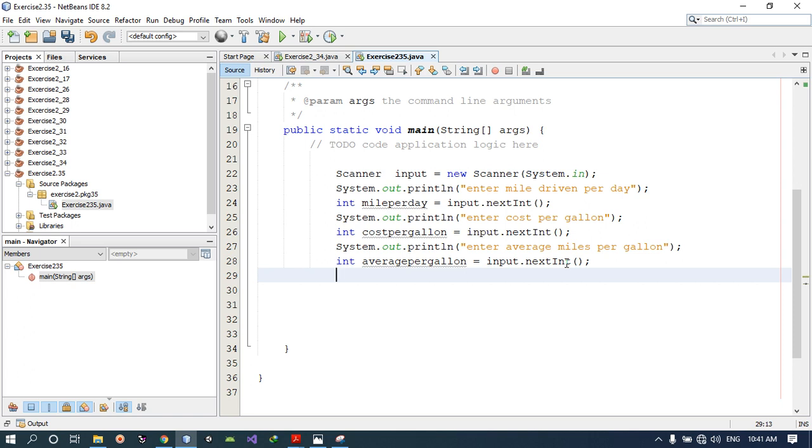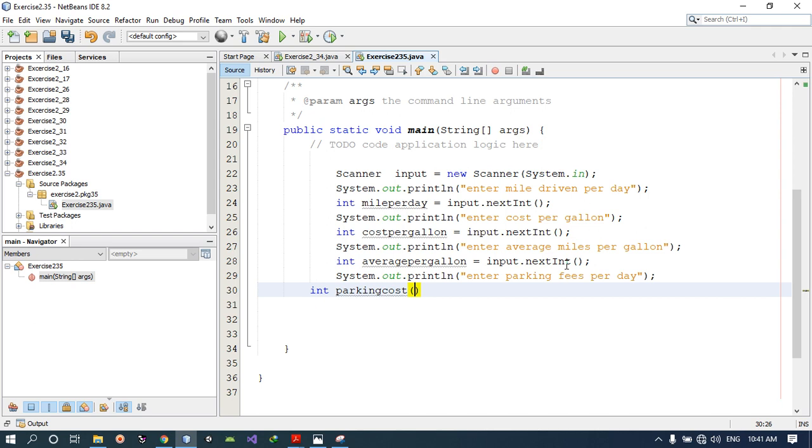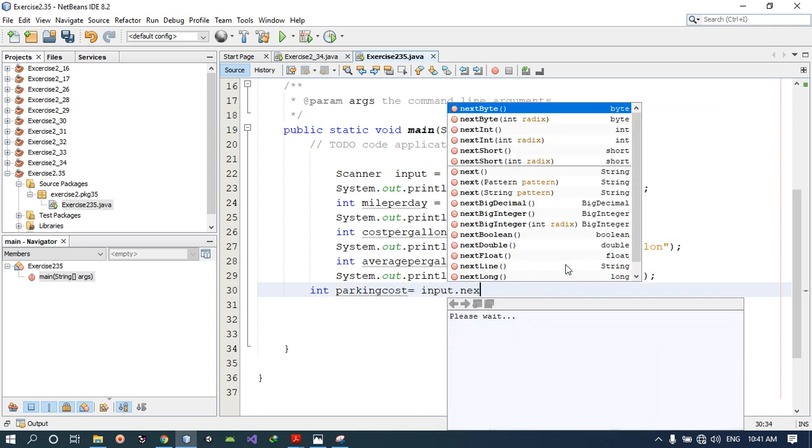So we have another input. Enter parking fees per day. So now we should get the input int parking cost equals input.nextInt.